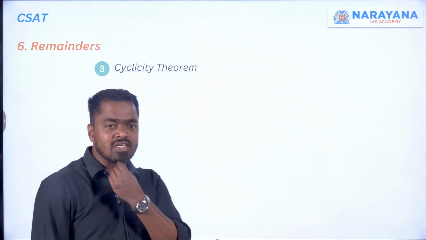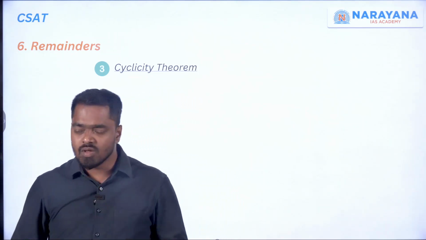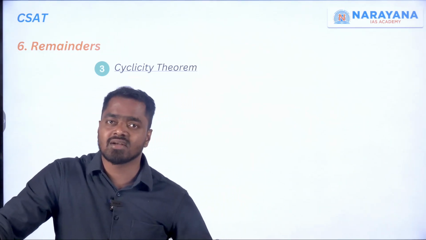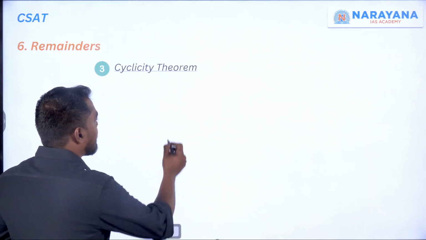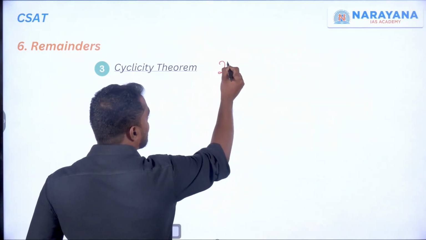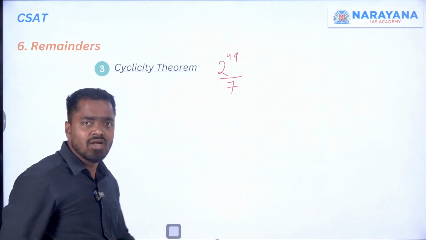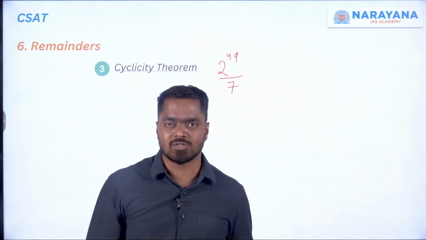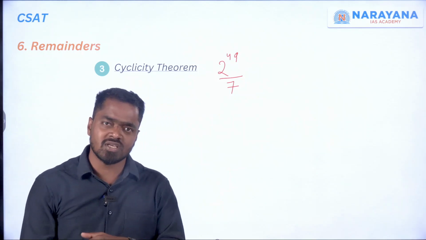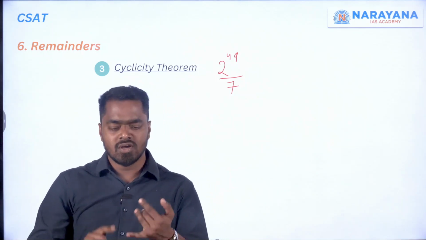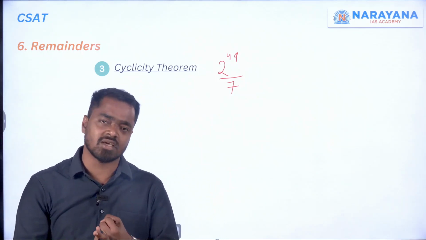Now the third rule is the cyclicity theorem. What is this cyclicity theorem? Let's understand it through an example. For example, there is an expression 2 to the power 49 divided by 7. How to get the remainder of this expression? We can solve it using the simplification rule also. We can solve it using Fermat's theorem also.